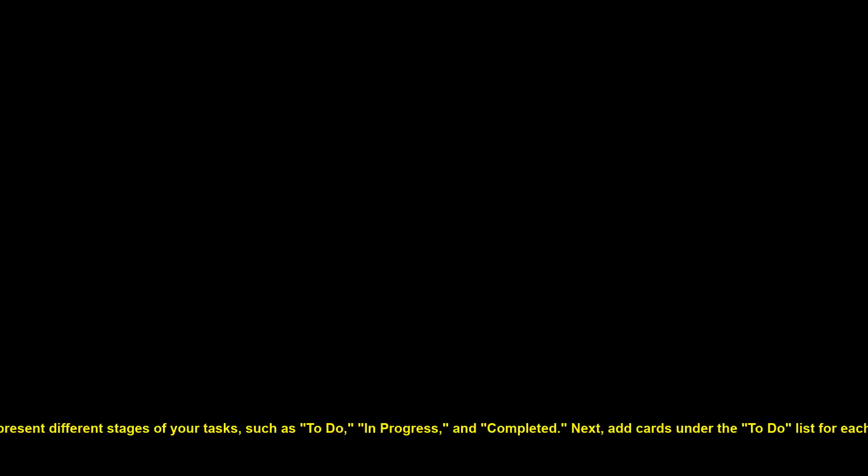Begin by creating lists to represent different stages of your tasks, such as to do, in progress, and completed. Next, include detailed descriptions for each card to clarify what needs to be done. Utilize checklists within each card to break tasks down into smaller, actionable steps. Set due dates on cards to help prioritize urgent tasks.